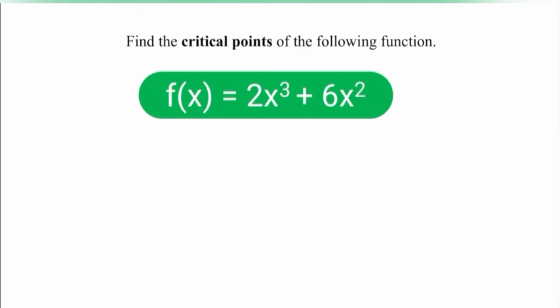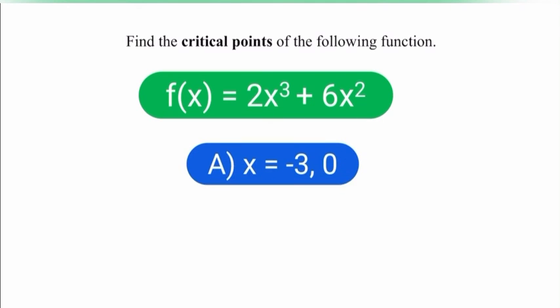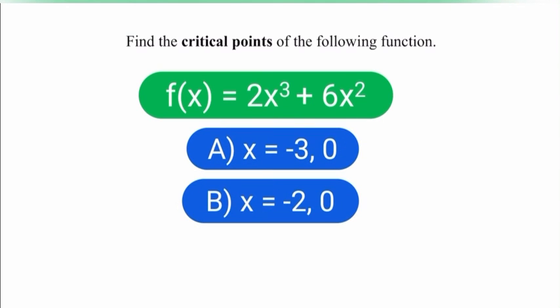Now that we've done an example together, it's time for you to try the next one on your own. Find the critical points of the algebraic function f of x equals 2x cubed plus 6x squared. The critical points are given by either A or B. Take some time to pause this video and try this one on your own before the solution is revealed. Good luck!